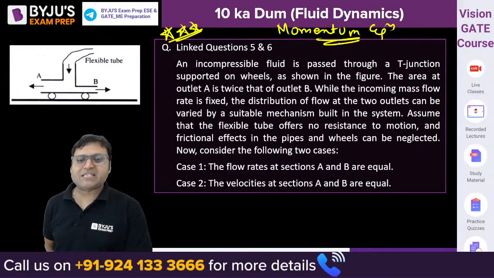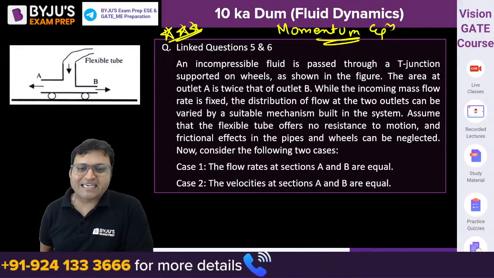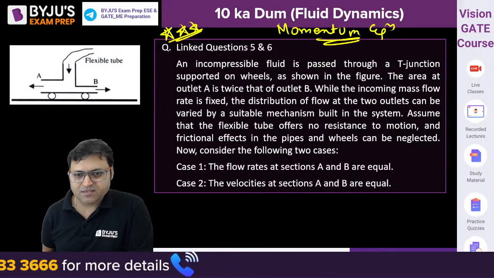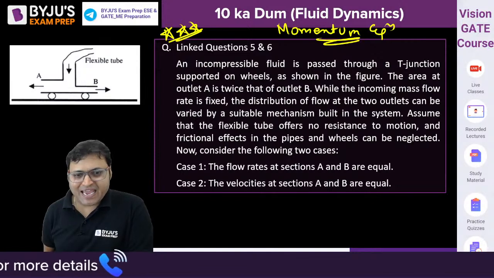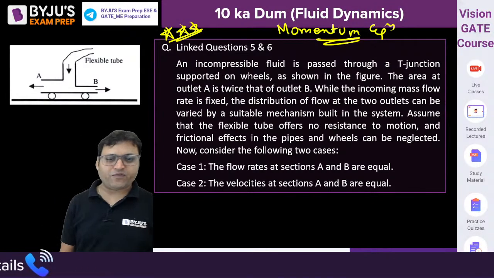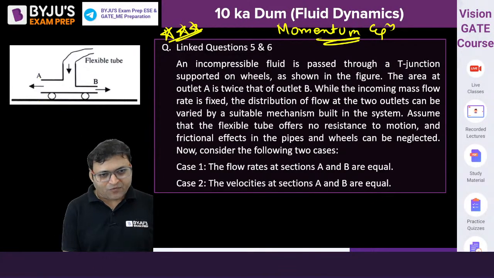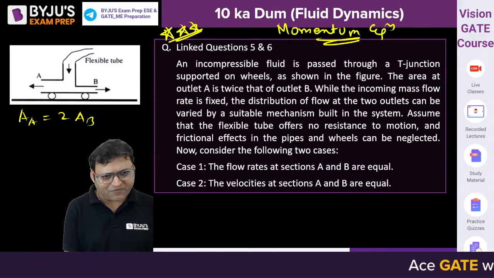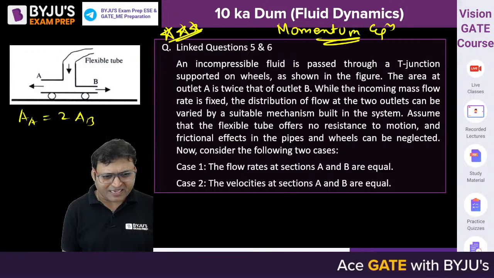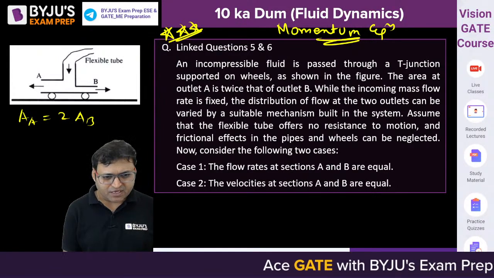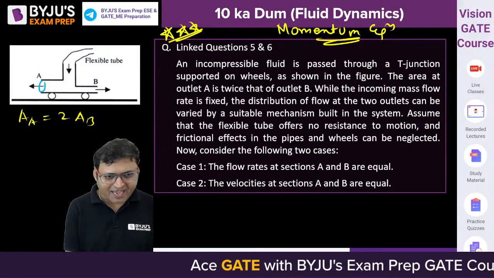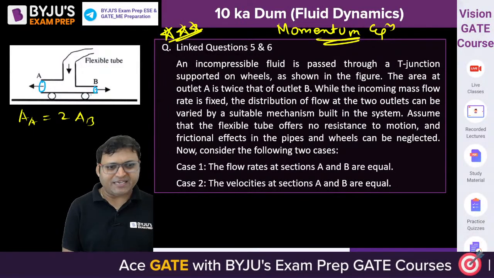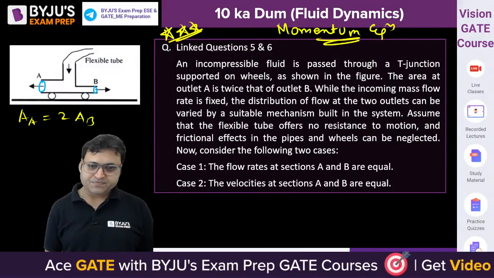An incompressible fluid is passed through a T-junction supported on wheels, as shown in the figure. The area at the outlet A is twice that of B. Area at A is twice the area at B. That is shown from the figure itself. We can see it from the figure itself. If you see, the area at A is twice the area at B, isn't it? It looks like that only.